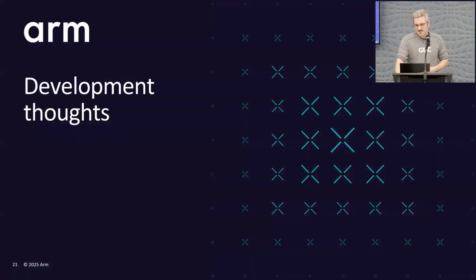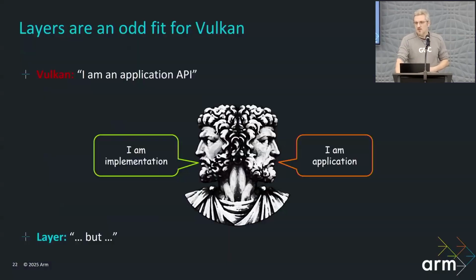So finally, just some development thoughts around where layers fit in Vulkan. They're a really weird fit to the API because Vulkan's an application API and it has opinions about what applications should and shouldn't do. And layers are built on top of an application API while pretending to be a driver. So there are just things that you want to do that Vulkan doesn't really let you do.